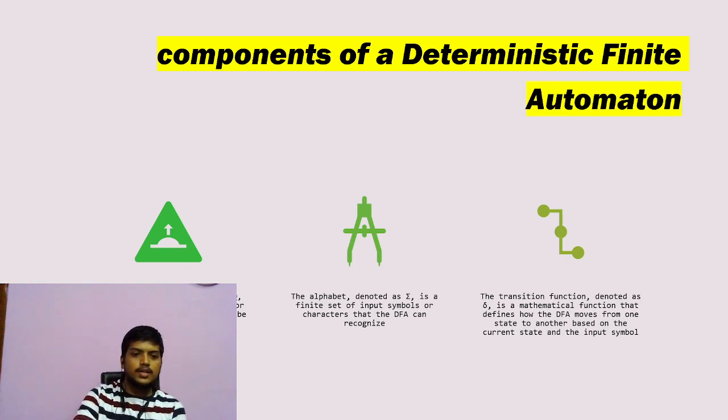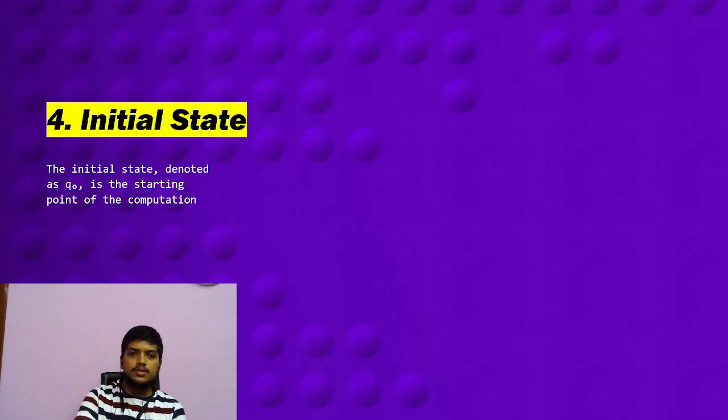The set of states, denoted as Q, represents the distinct conditions or configurations that a DFA can be in during its computations. The alphabet, denoted as sigma, is a finite set of input symbols that the DFA can recognize. The transition function, denoted as delta, is a mathematical function that defines how the DFA moves from one state to another based on the current state and input symbol.